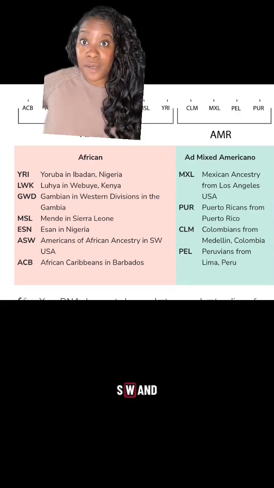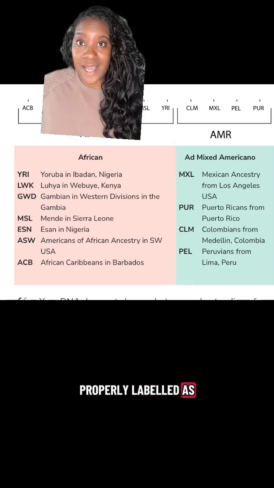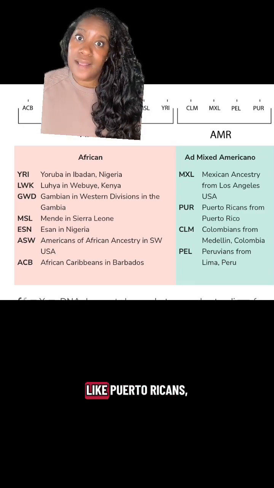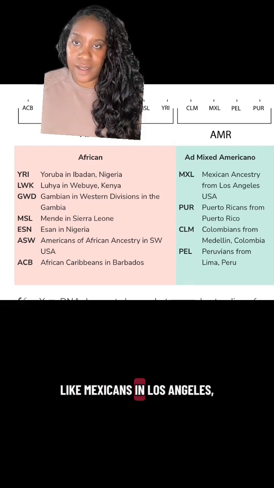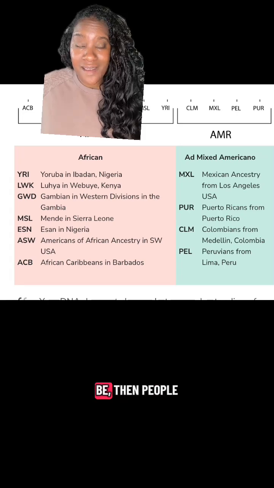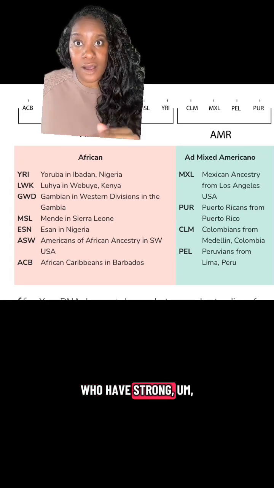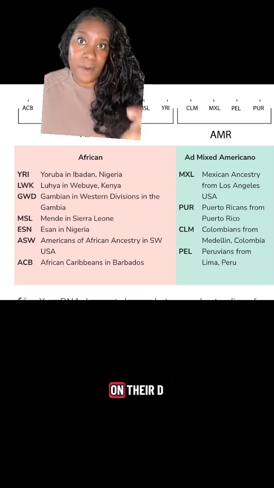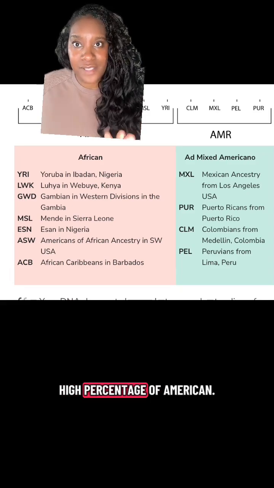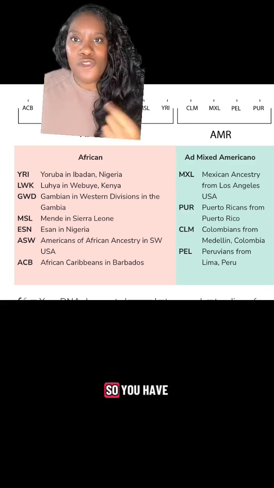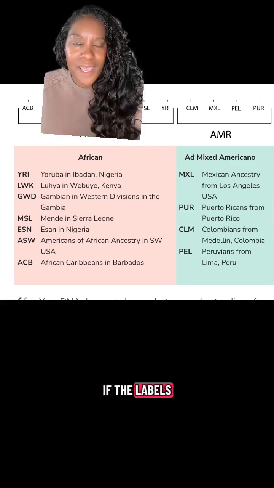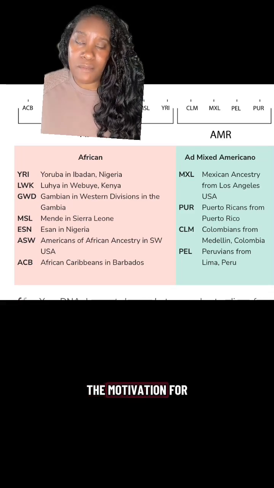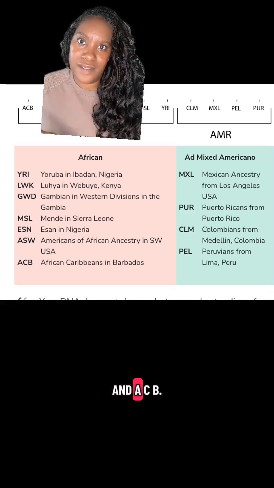So if ASW and ACB were properly labeled as post-colonial American groups and were in the admixed American groups like Puerto Ricans, like Mexicans in Los Angeles, as they should be, then people who have strong similarity to these reference groups would be showing up on their DNA outputs as a high percentage of American. So you have to wonder, if the labels are created before the genetics is even looked at, then what is the motivation for putting ASW and ACB in Africa?